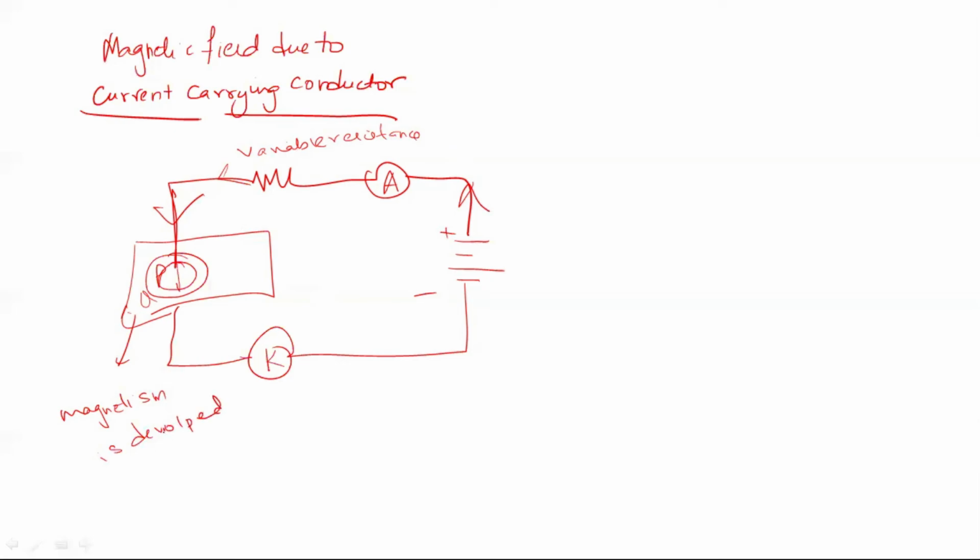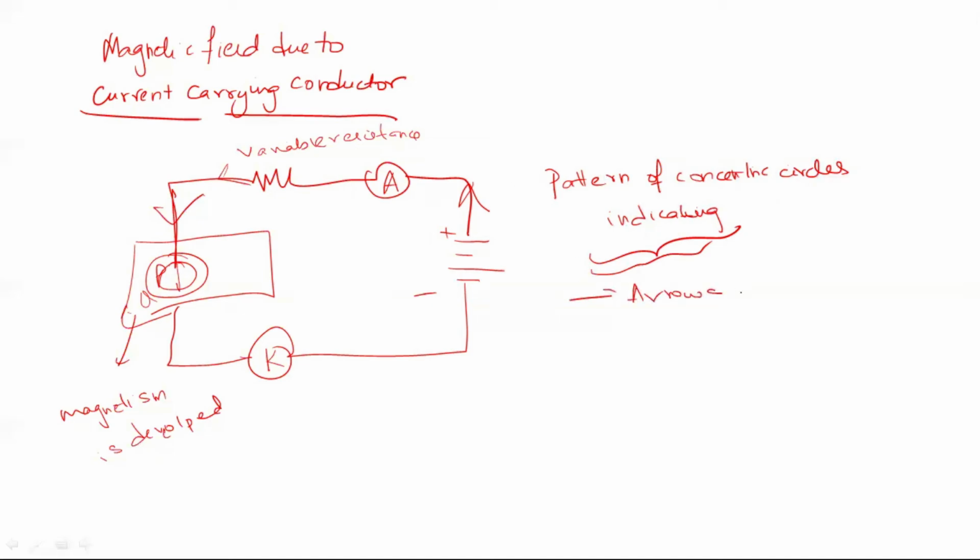So the pattern of concentric circles indicates the field lines of a magnetic field around a straight conductor wire. The arrows in the circles show the direction of the field lines. So this is the close-up pattern.